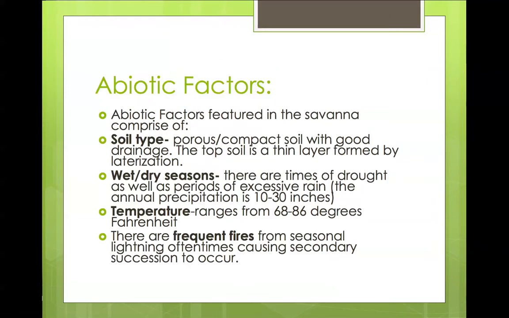Some abiotic factors featured in the savanna comprise of the soil type, which is porous and compact soil with good drainage. The topsoil is a thin layer formed by laterization. In wet and dry seasons, there are times of drought as well as periods of excessive rain. The annual precipitation is 10 to 30 inches. Temperature ranges from 68 to 86 degrees Fahrenheit, which sounds extremely hot. As a result of such heat, there are frequent fires from seasonal lightning, oftentimes causing secondary succession to occur, which we also learned about in biology class.